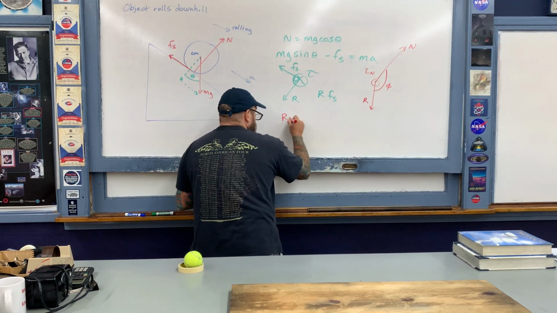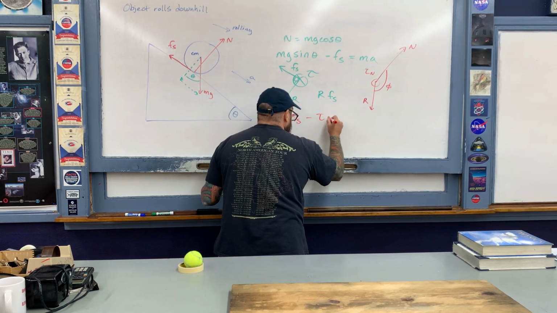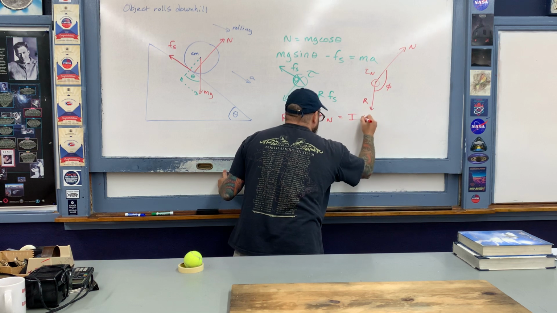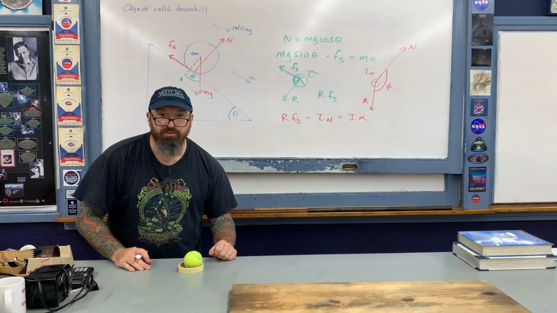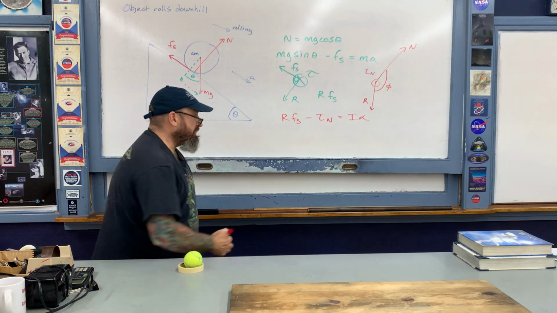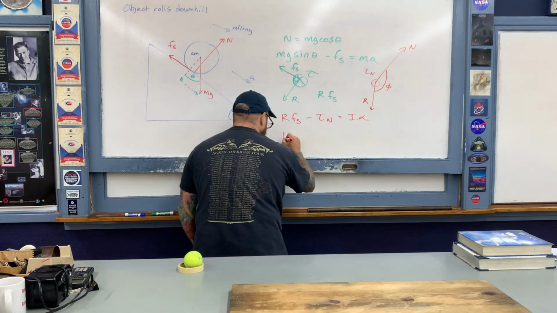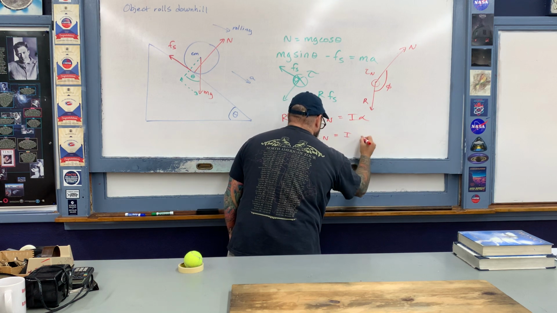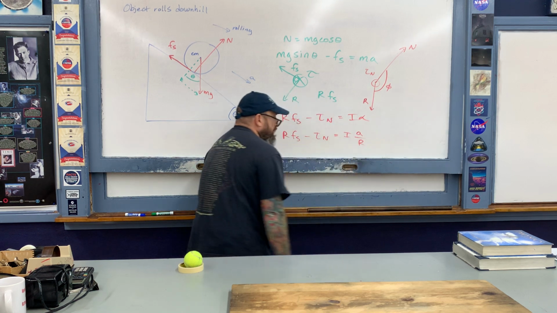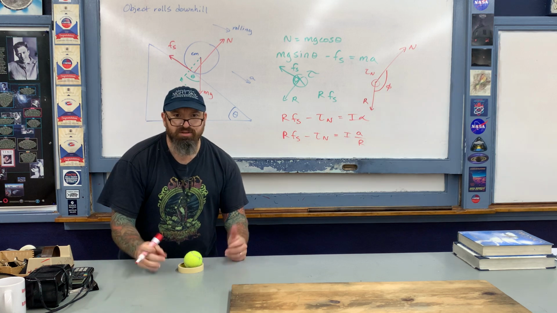So I have R times F sub s minus the torque due to the normal force is equal to I times alpha. Okay, alpha, because the object is rolling without slipping, is A over R. Let's go ahead and write that in here. So, okay, and then what do we do at this point?